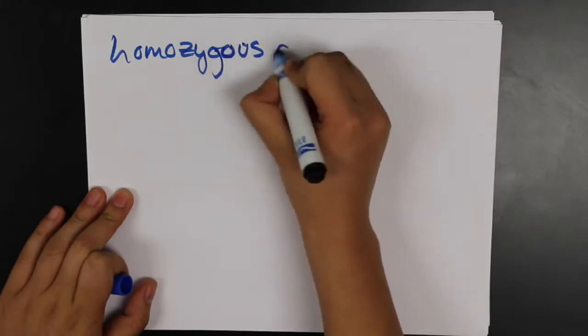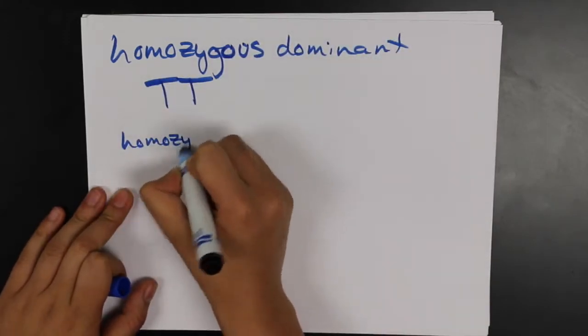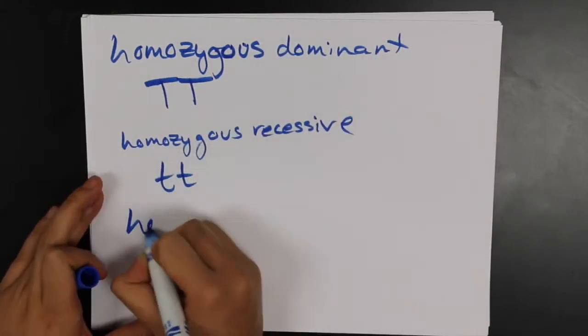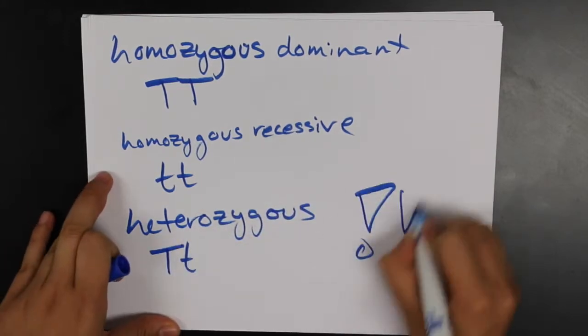up a trait. Oh, also remember the three different allele combinations: homozygous dominant, homozygous recessive, and heterozygous. Those will be extremely important in this video, so keep those in mind. However, as scientists discovered later, genetics weren't as simple as Mendel had put it.